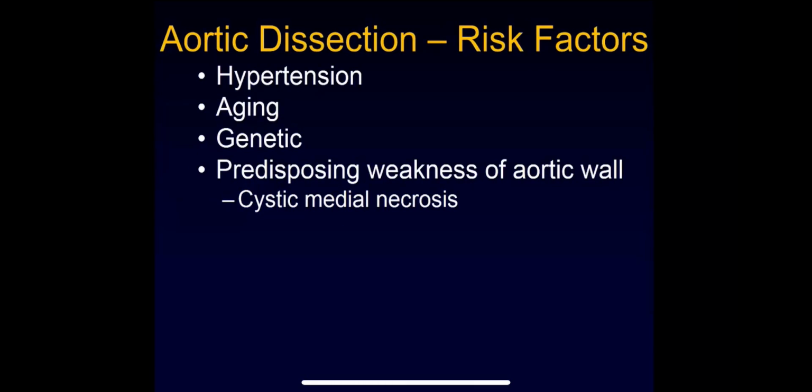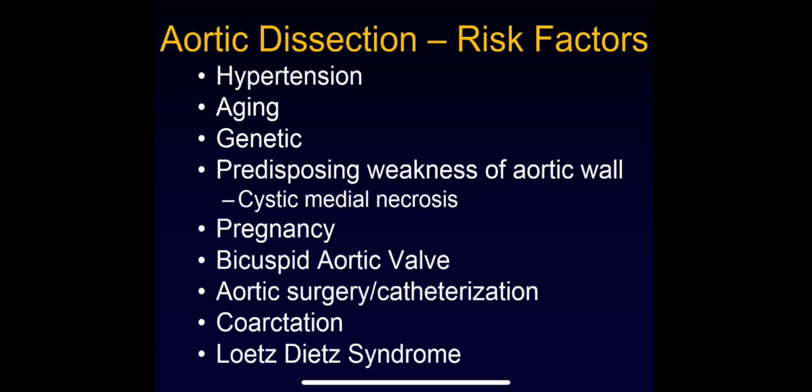The risk factors for aortic dissection include hypertension, aging, genetic causes, and predisposing weakness of the aortic wall. And the less common risk factors include pregnancy, bicuspid aortic valve, iatrogenic causes, coarctation, and Loeys-Dietz syndrome.